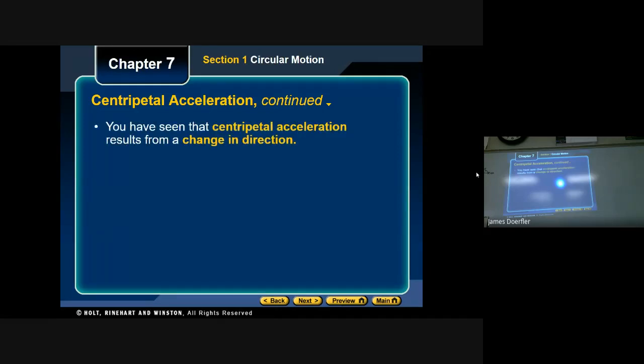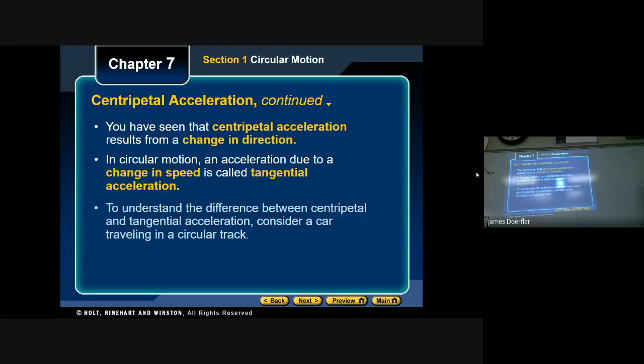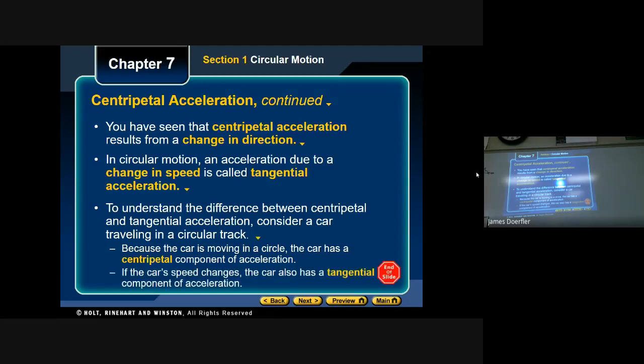So, you have seen that centripetal acceleration results from a change in direction, and in circular motion, an acceleration due to a change in speed is called tangential acceleration. So to understand the difference between centripetal and tangential acceleration, consider a car traveling in a circular track. Because the car is moving in a circle, the car has a centripetal component of acceleration. But if that car's speed changes, the car also has a tangential component of acceleration.